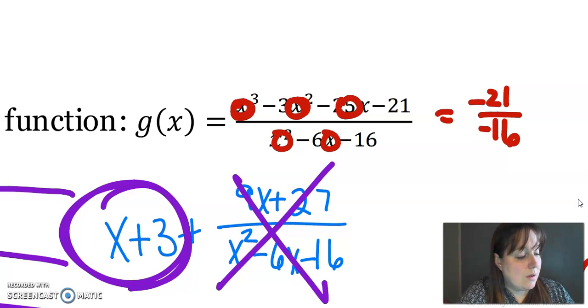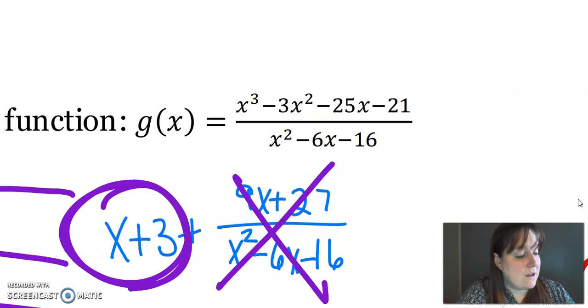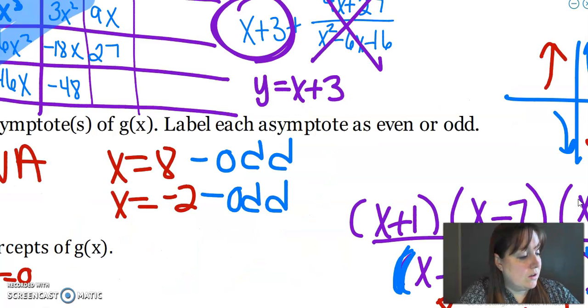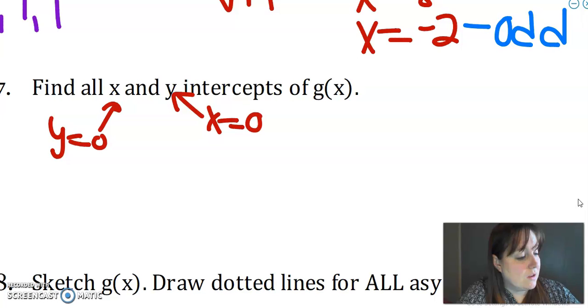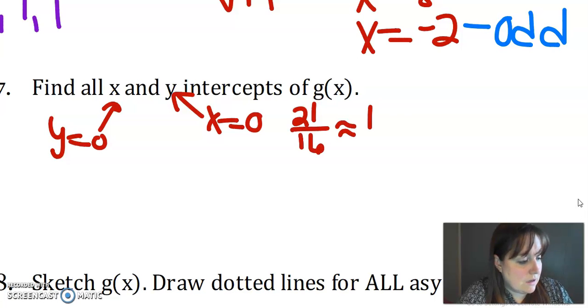So my y-intercept is negative 21 over negative 16. So we're going to write that. Negative 21 over negative 16, which is actually just positive 21 over 16, which is approximately equal to 1.5. Like it's somewhere in there, right? Because 32/16 is 2. So, all right.